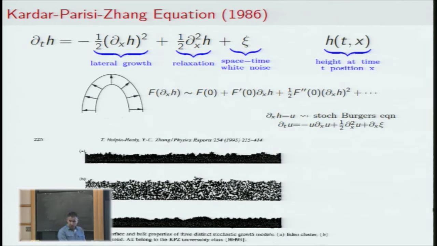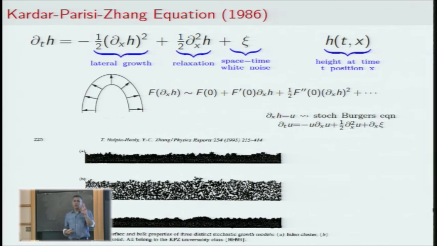So here's the KPZ equation. It's an equation for a height function. You can think of it as the height of one of these discrete models, which are graphed down there, evolving in time. So it's a function h(t,x). Everything is in one dimension here. And it's evolving according to a heat equation. That should be the relaxation method.